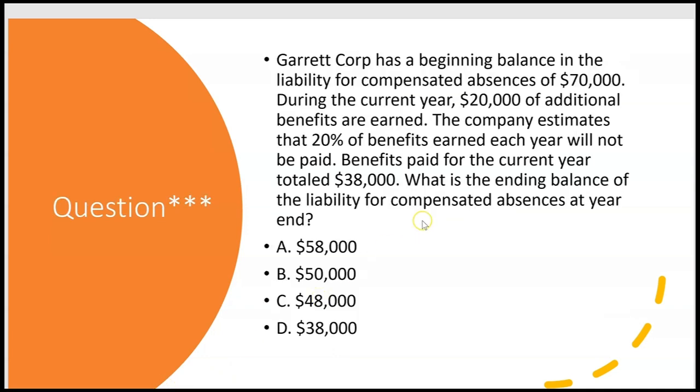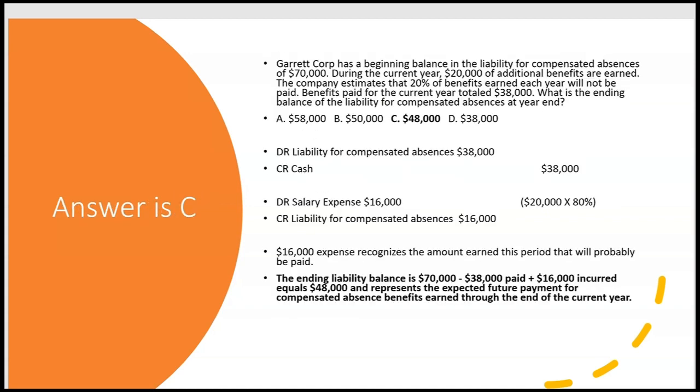So here's that question right here with the same facts. They want to know what's the ending balance of the liability for compensated absences at year end. And we would have to do everything that we've done so far in the previous question to come up with $48,000, which is answer choice C. So in a question like this on the exam, they could ask you for the current year adjustment, that would be the $16,000 salary expense, or they can ask you for the ending balance of the liability, which in this case will be $48,000.